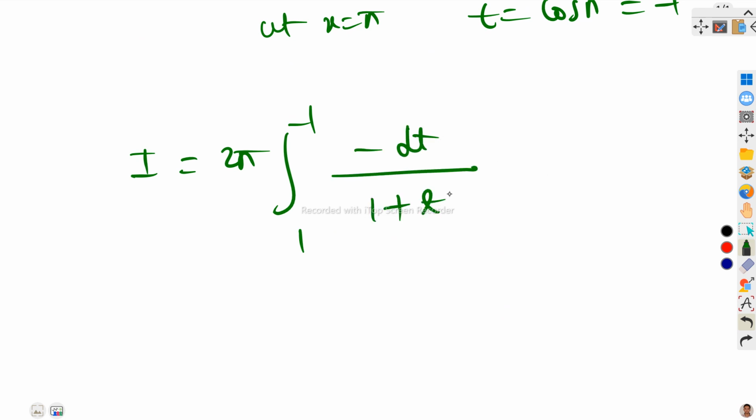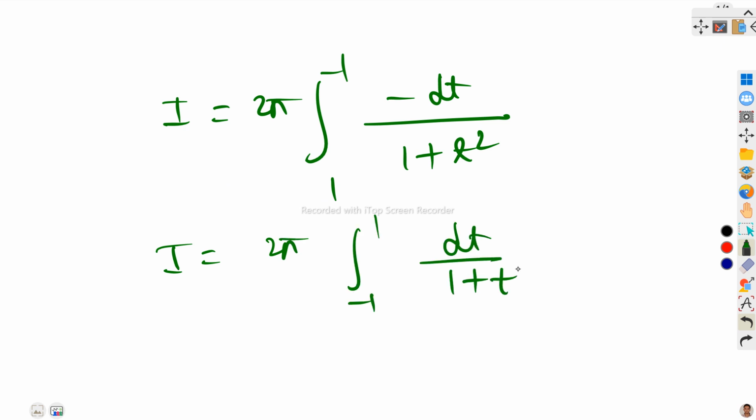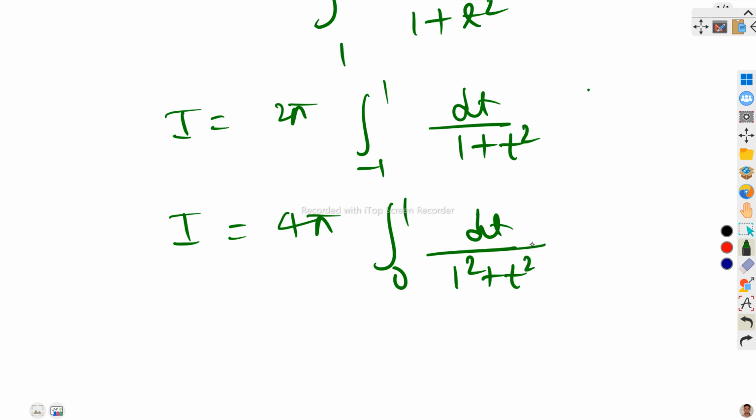Again we can change the limits of integration by changing the sign of the definite integral, so we can write it as 2 pi times integral from minus 1 to 1 of dt upon 1 plus t square. Since 1 plus t square is an even function, we can use another property, so this can be written as 4 pi times integral from 0 to 1 of dt upon 1 square plus t square, since 1 square is 1.